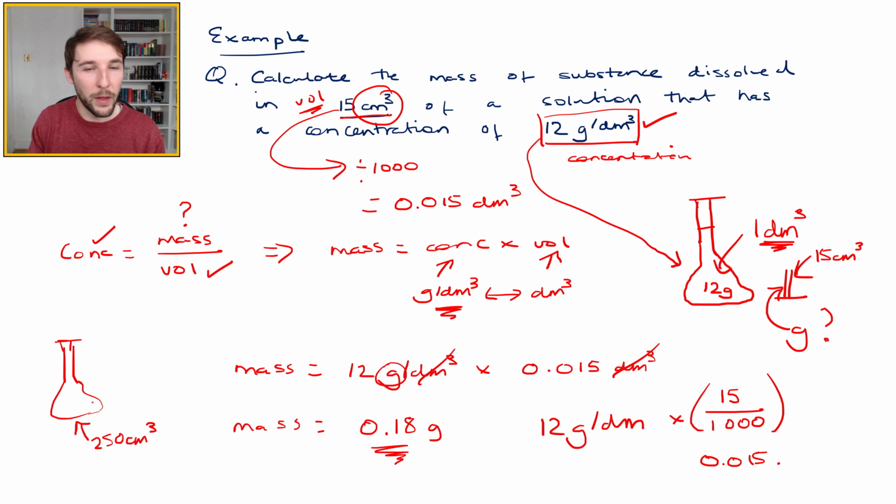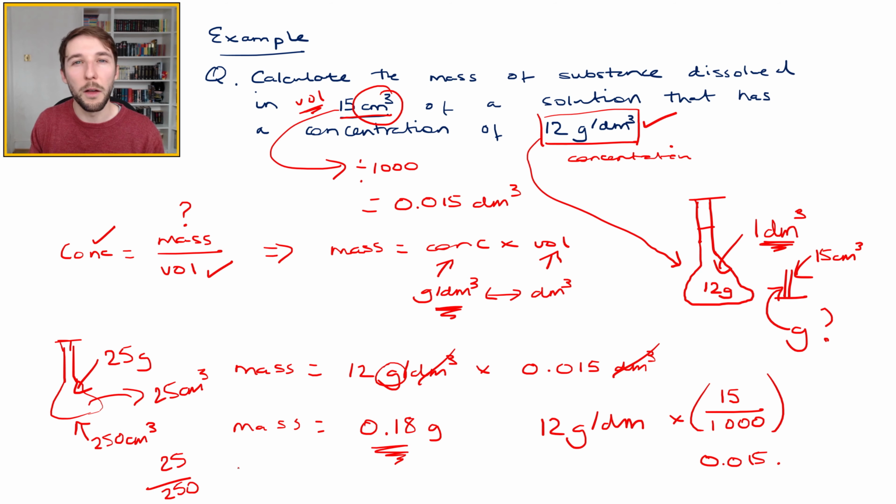And you knew that in this 250 centimeters cubed, let's say there were 25 grams dissolved in it. Well, if you took from that a small portion of that solution, let's say you took 25 centimeters cubed out, well, you would know that you've got 25 out of 250 as a portion. That's how much of it you've got. And you knew that there were 25 grams dissolved in the original. How many grams are going to be dissolved in this 25 centimeter cubed portion?